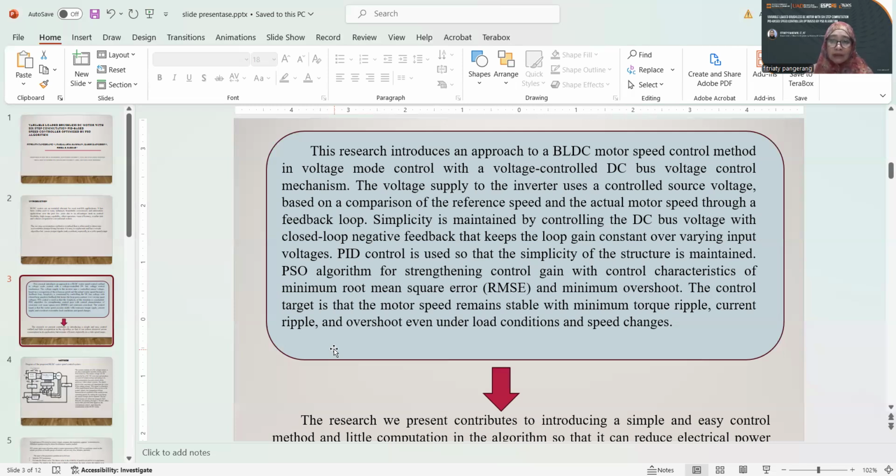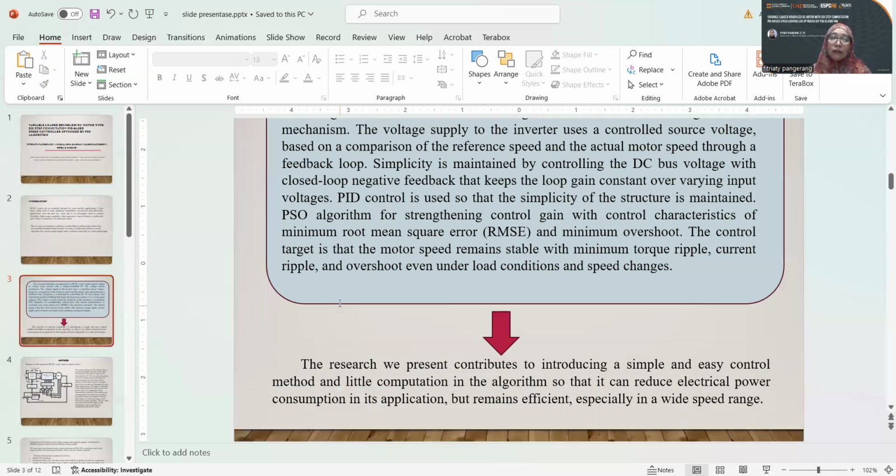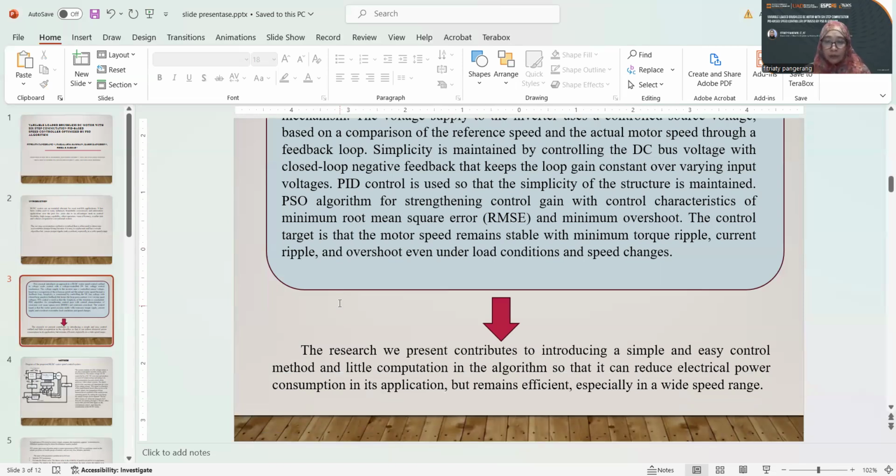The PSO algorithm is used for tuning the control gains, with the control characteristic of minimum root mean square error (RMSE) and minimum overshoot. The control target is that the motor speed remains stable with minimum torque ripple, current ripple, and overshoot, even under load conditions and speed changes. The contribution of this research is introducing a simple and easy control method with little computation in the algorithm, so that it can reduce electrical power consumption in its application, but remain efficient, especially in a wide speed range.